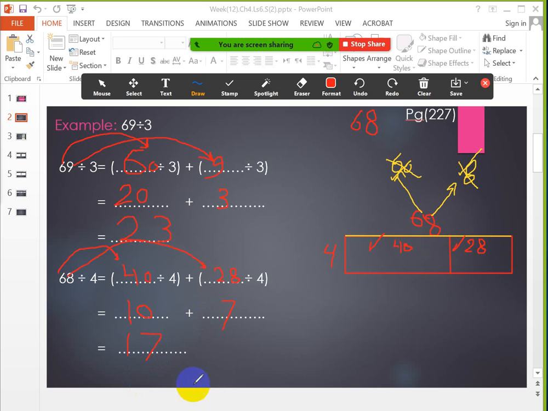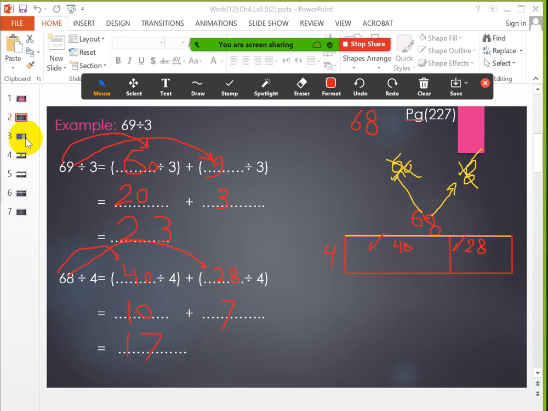Okay, the steps. I will take those numbers, put each one between parentheses, and divide it by the divisor. It is very easy to divide 40 by 4. It will be 10, as we learned. 28 divided by 4 equals 7 from the multiplication table. Then you will add the answers, 10 plus 7, so the answer, or the quotient, will be 17.